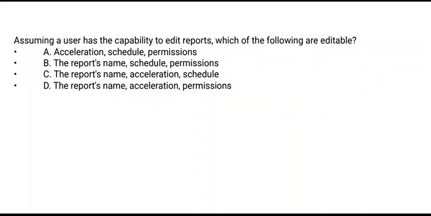Next question is, assuming a user has the capability to edit reports, which of the following are editable? Options are, option A, acceleration, schedule, permissions. Option B, the report's name, schedule, permissions. Option C, the report's name, acceleration, schedule. And option D, the report's name, acceleration, permissions.